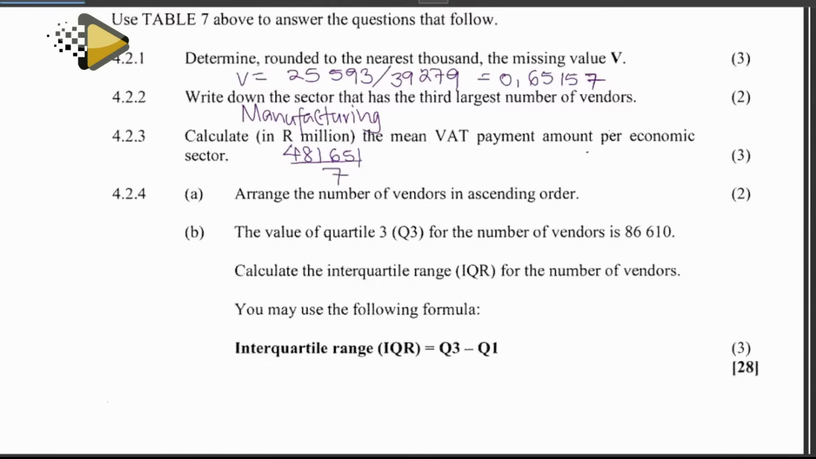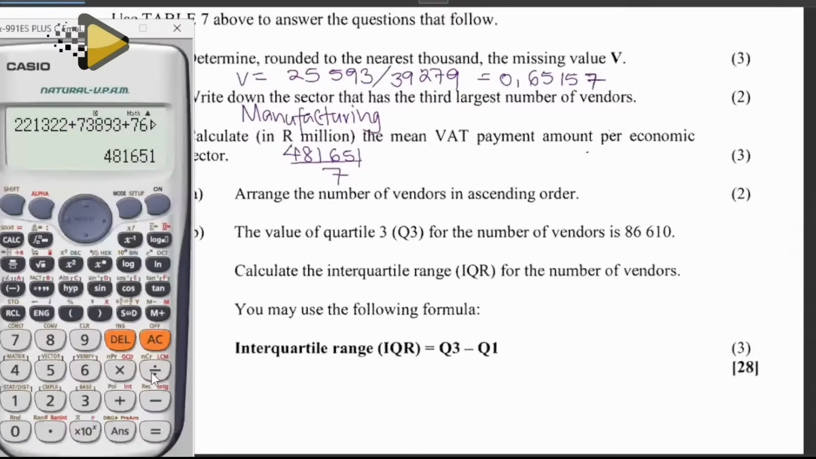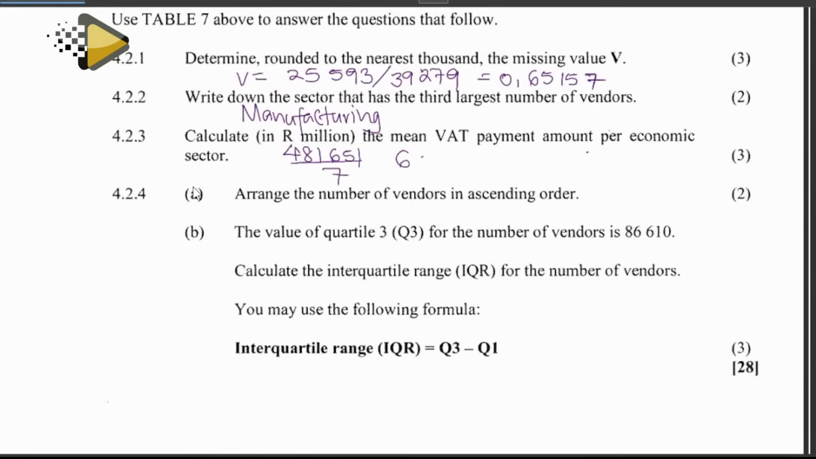Payment amount. So when we divide this by 7, the easiest way is to come back here. Just press this, divide by 7. The answer becomes 68807, comma 28. This is million.